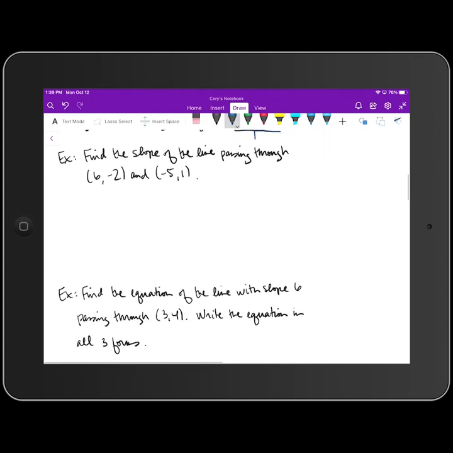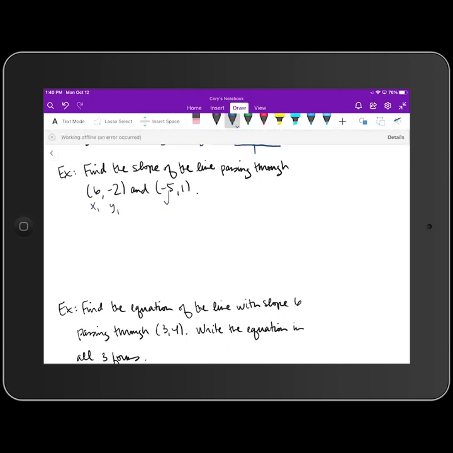Okay, so let's get into some examples illustrating the things that we talked about at the start of the lesson. The first one says to find the slope of the line passing through the point 6, negative 2 and the point negative 5, 1. So I'm going to call 6, negative 2 my x sub 1, y sub 1, and negative 5, 1 my x sub 2, y sub 2. And then our slope here is going to be y2 minus y1 over x2 minus x1. So I'm just plugging those values into the slope formula.